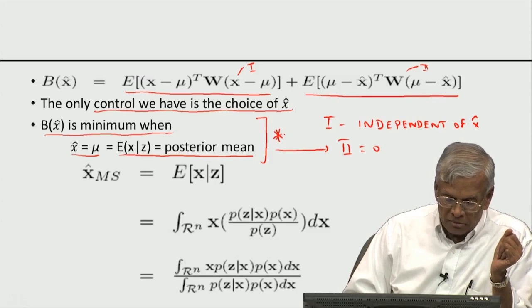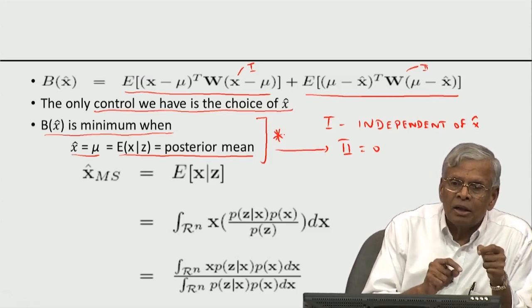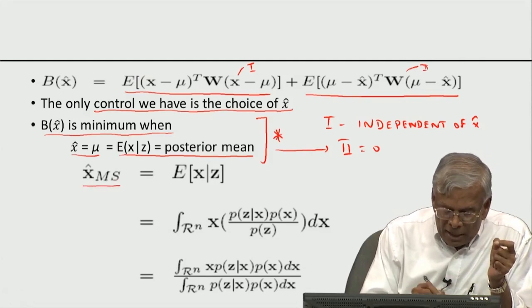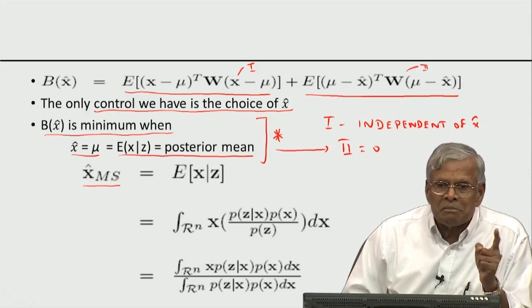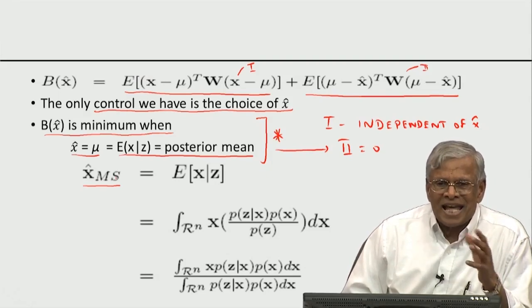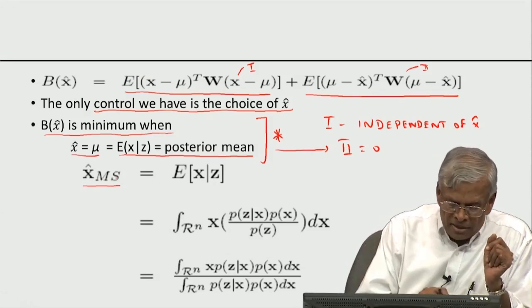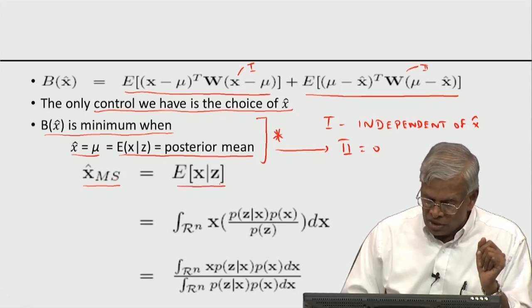The estimate is equal to the conditional mean. Therefore, we are now going to give a special estimator, which is called x tilde ms. X tilde ms is called the Bayesian mean square estimate. It's like x hat ls for the least square estimate. So x hat ms is equal to the conditional expectation of x with respect to z.